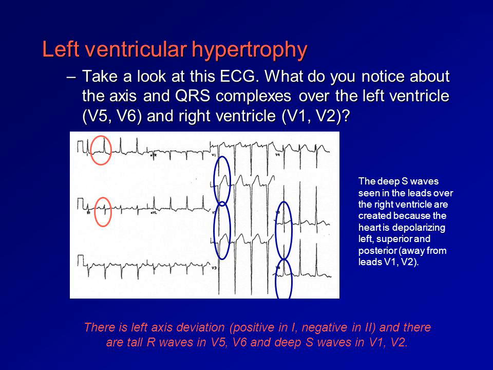Left ventricular hypertrophy. Take a look at the ECG. What do you notice about the axis and QRS complexes over the left ventricle, V5, V6, and right ventricle, V1, V2? The deep S waves seen in the leads over the right ventricle are created because the heart is depolarizing left, superior and posterior, away from leads V1, V2. There is left axis deviation, positive in I, negative in II, and there are tall R waves in V5, V6 and deep S waves in V1, V2.